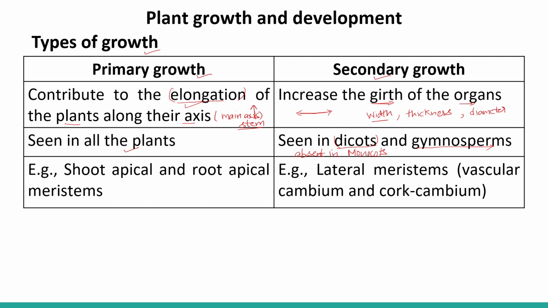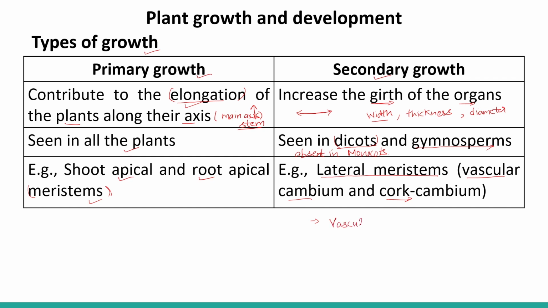Now, some examples of primary growth. Some of the regions where primary growth takes place are shoot apical meristem and root apical meristem. We have already discussed this. Now, secondary growth, where does it take place? It takes place in lateral meristems. Examples of lateral meristems are vascular cambium and cork cambium. Briefly, I will tell you what vascular cambium and cork cambium are.